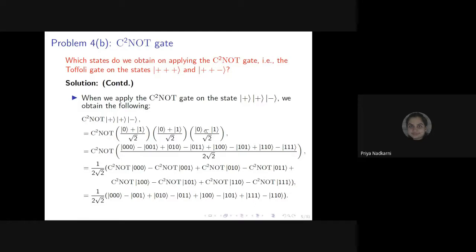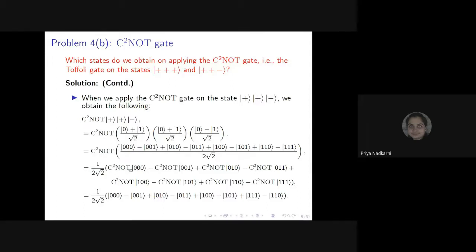So we get 000 minus 001, plus 010 minus 011, and 100 minus 101, and 110 minus 111. This is how we get the superposition here, and by multiplying all the denominators, we get 2 root 2. Let's bring this common factor outside, and because the Toffoli gate is a linear gate, we can apply it on each of the basis states. That's what we do here.